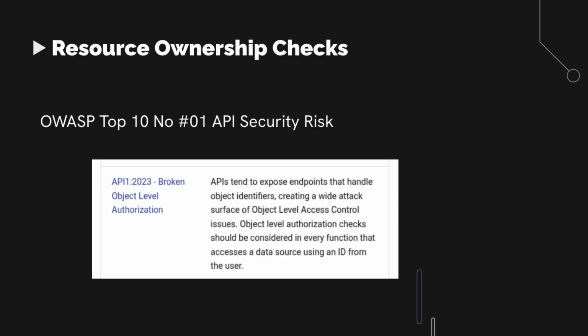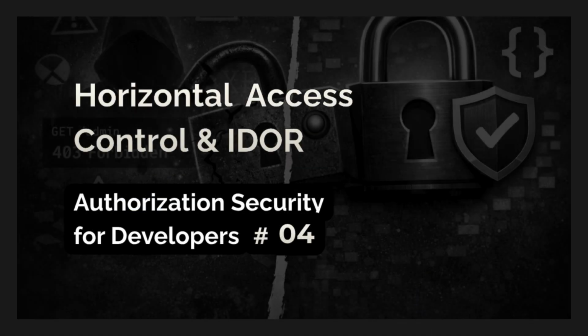BOLA is a very common authorization vulnerability and is ranked as the number one risk in the OWASP API Security Top 10 because it allows attackers to access or modify resources belonging to other users. We have already covered how to implement resource ownership checks and prevent BOLA vulnerabilities in previous videos. If you would like to see the practical implementation, be sure to check them out.